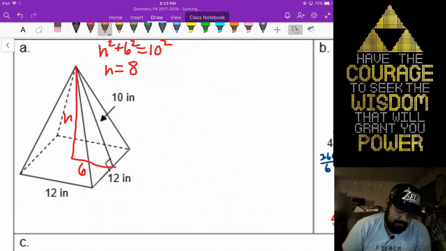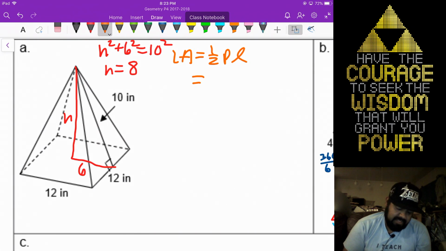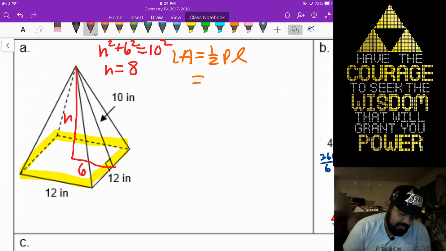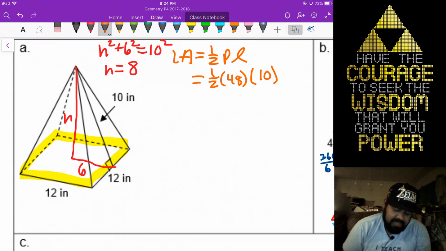So lateral area, 1/2 the perimeter times the slant height. Since our base is a square, I can just do 12 plus 12 plus 12 plus 12, or just 12 times 4. So 1/2 of 48 times our slant height of 10. So I believe that's 240.